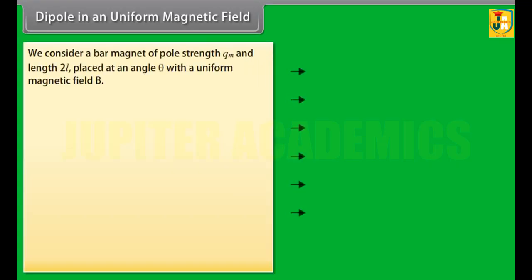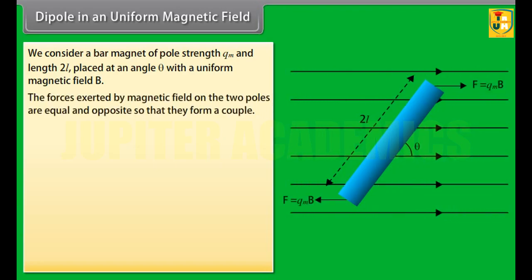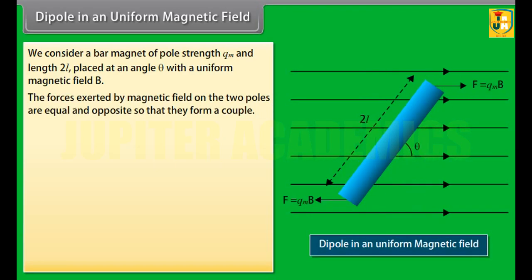Dipole in a uniform magnetic field. We consider a bar magnet of pole strength Qm and length 2L placed at an angle theta with a uniform magnetic field B. The forces exerted by the magnetic field on the two poles are equal and opposite so that they form a couple. Torque is equal to force into lever arm. By putting the values in the above equation, we get the value of torque equals mB sin θ.